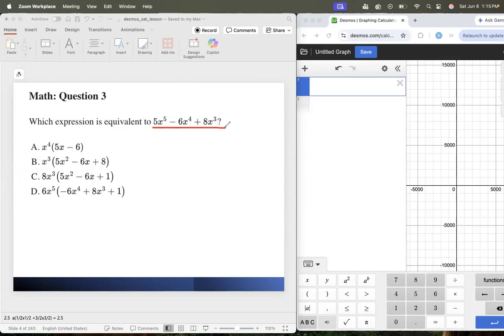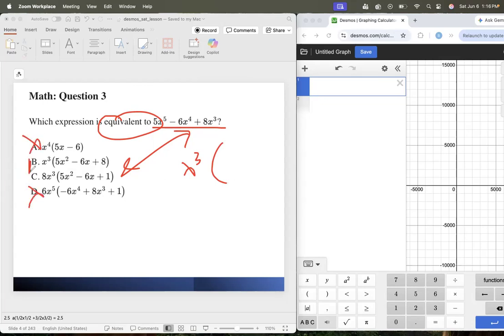Which expression is equivalent to that? There's a strategy. When the SAT says it's equivalent, that means these two expressions are equal. One is simplified, the other one is not simplified. How do you approach it? Look at the answers. You can see that x has been factored out. That means we've got to factor x out. And therefore, I'm looking at the common factor between them, which is x raised to 3. Based on that, I'm going to eliminate A and D.